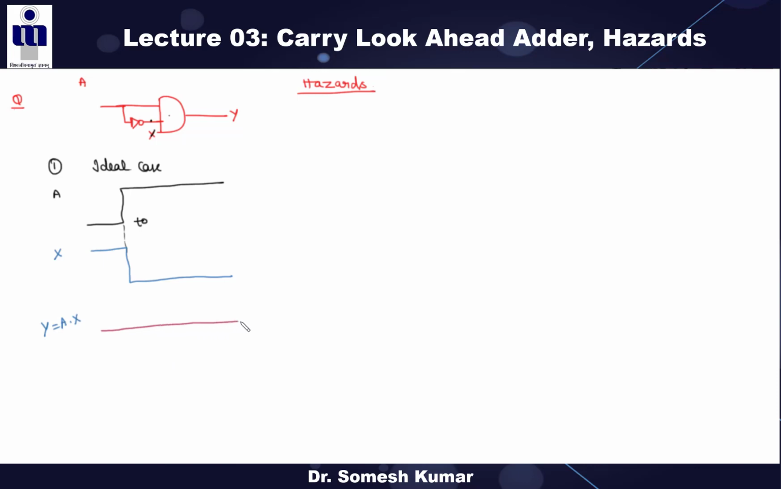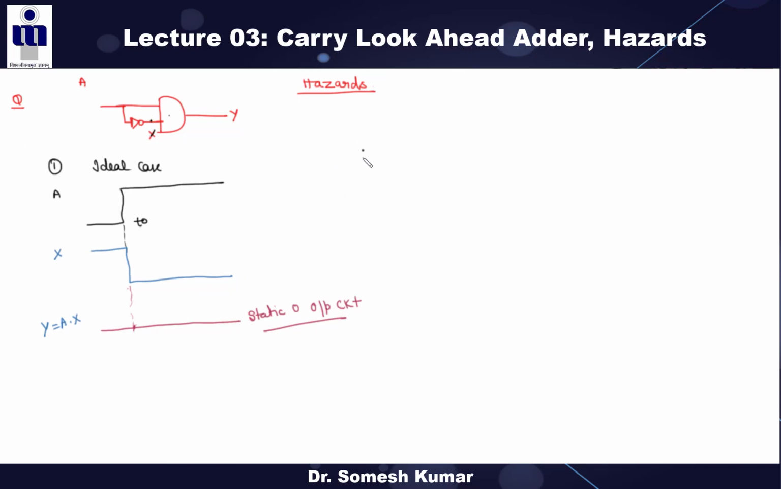Always 0, right? Clear? Always 0. So this is called the static zero output circuit, because in the output, 0 is always static. Now we will take the second case here.